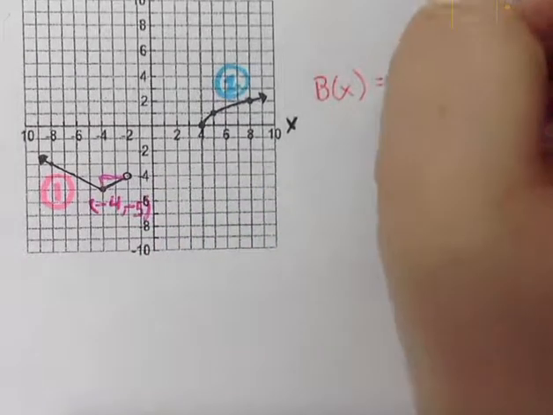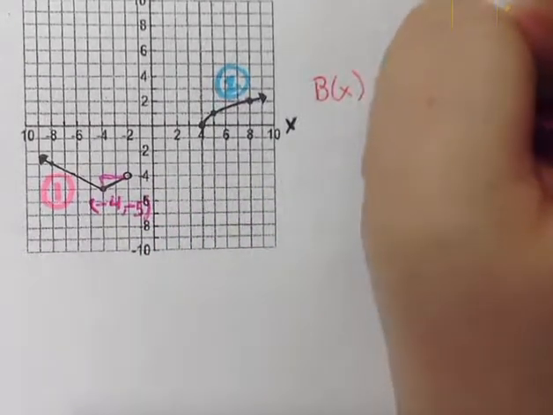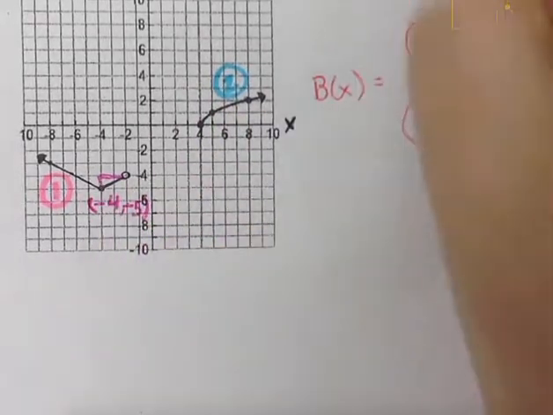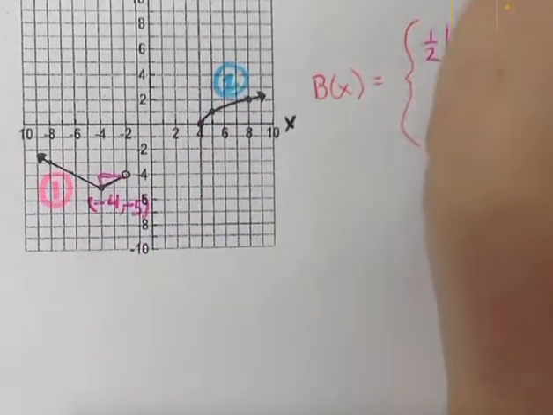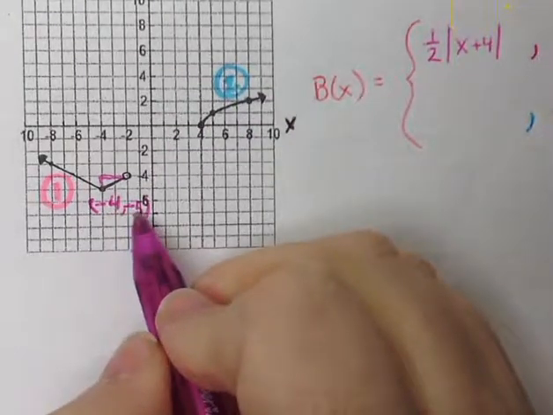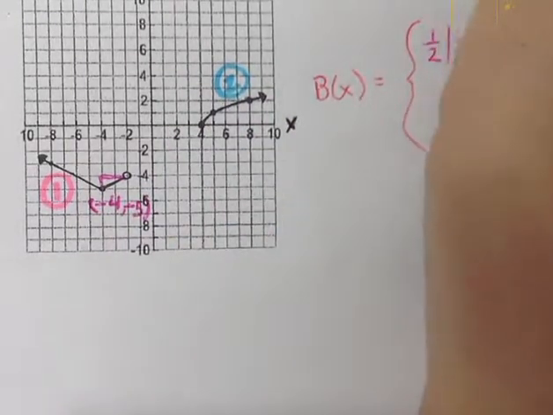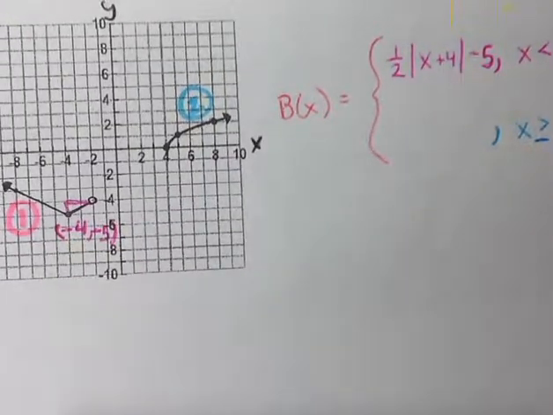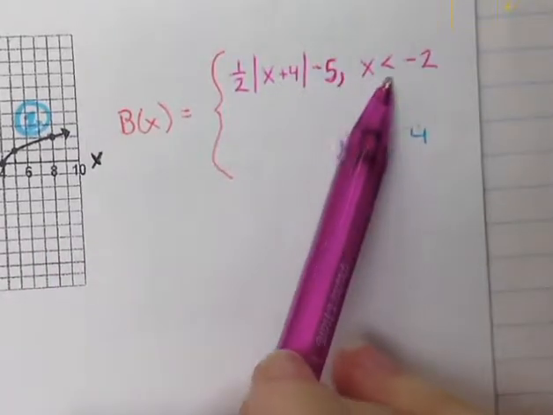So this equation would be our a value is 1/2, absolute value of x minus the h value, so it would be plus 4, absolute value, plus your k value, so that'd be minus 5. So our equation is 1/2 absolute value of x plus 4, then minus 5, with the restriction of x is less than negative 2.